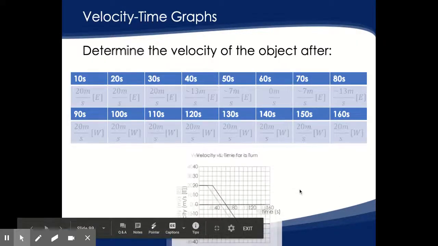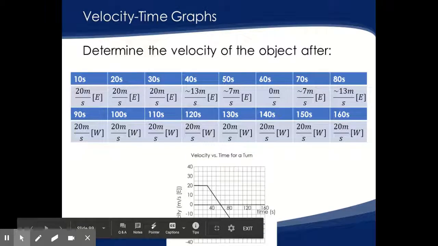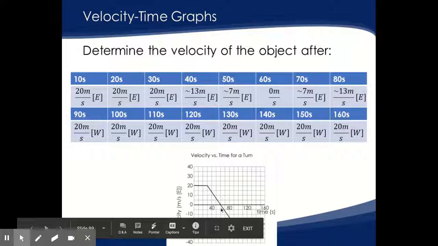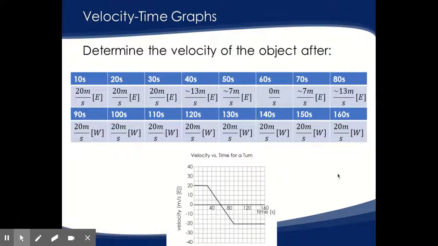Okay, so if we're looking at the velocity after each object, you can just simply find that on this graph. You can look right at the graph and see where you're at after 30 seconds or 70 seconds or wherever. Just pay attention to the direction. So the bottom half of these numbers on the second row of this table is showing that they're all moving in the west direction, which is true because after you cross the x-axis here, you're turned around and you're moving west.